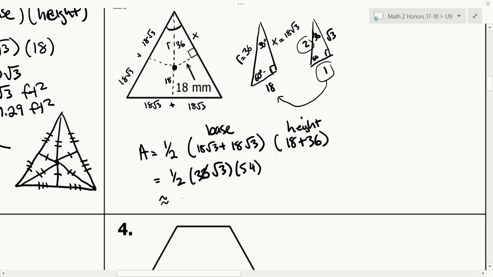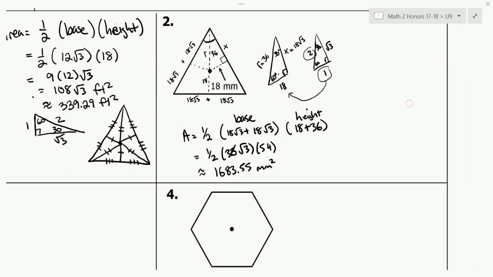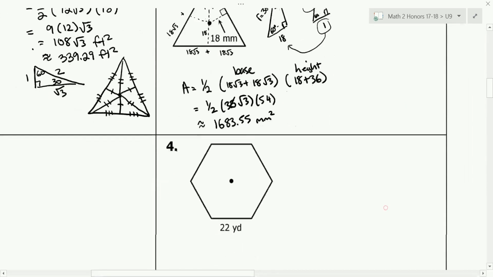What'd you get, Chase? 1,683.55. And we're looking at square millimeters. Are we all getting that? Okay. So that's dealing with finding the area of an equilateral triangle. Okay. Now let's talk about regular hexagons.